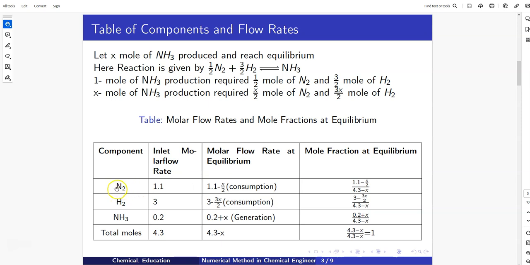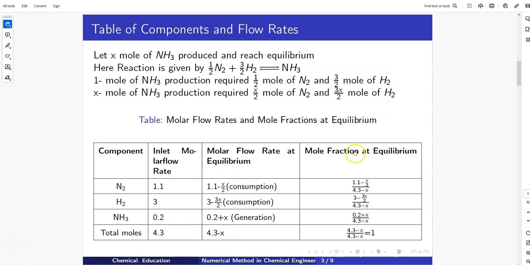So at equilibrium, how much nitrogen is still remaining? X by 2 is the consumption, so the remaining amount is 1.1 minus X by 2. Now what will be the hydrogen amount? That is 3 minus 3X by 2. From the stoichiometric equation we get 3 minus 3X by 2, where 3X by 2 is the consumption and X mole of ammonia is produced. Now what will be the ammonia present at equilibrium? That is 0.2 plus X. Now if we add all of these, the total mole will be 4.3 minus X.